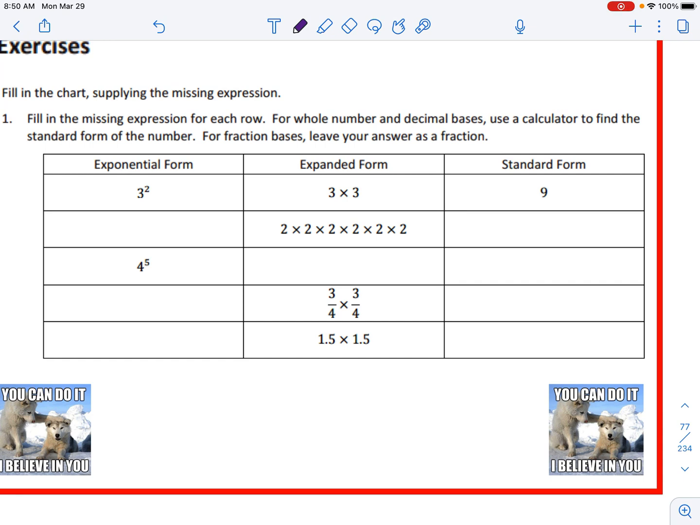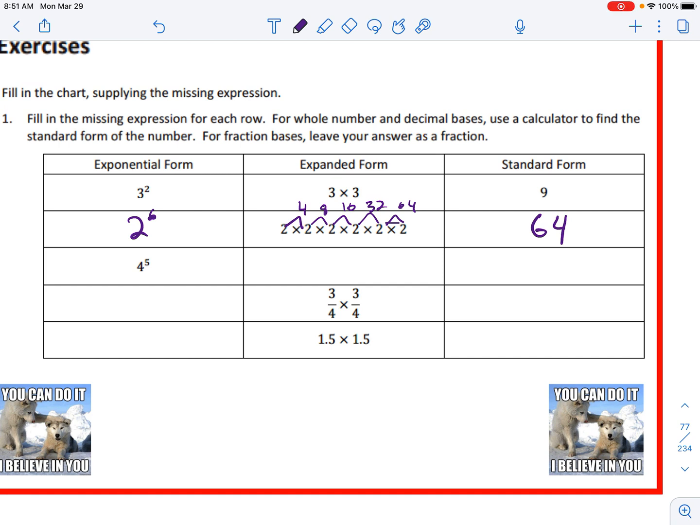Okay? Now, we have the expanded form on the next row. They don't give us the exponential form, and they don't give us the standard form. So this is 2 multiplied 6 times. So this is 2 to the 6th power. Okay, 2 times 2 is 4. 4 times 2 is 8. 8 times 2 is 16. 16 times 2 is 32. And 32 times 2 is 64. Okay, so the standard form is 64.